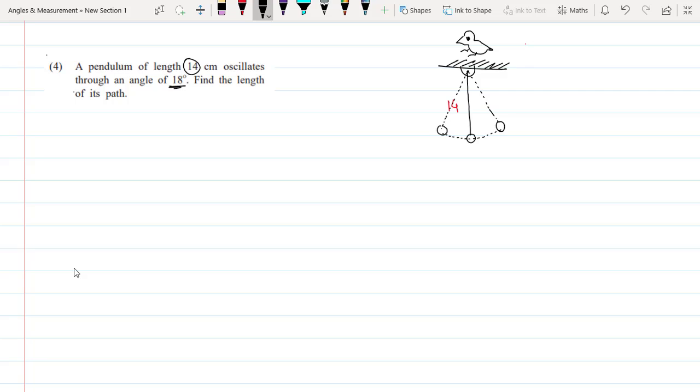So 18 degree is the angle. So how much angle is this? They have given 18 degree. This length is 14 centimeter, and the angle is 18 degree. Is it okay? Is the diagram clear to everyone?